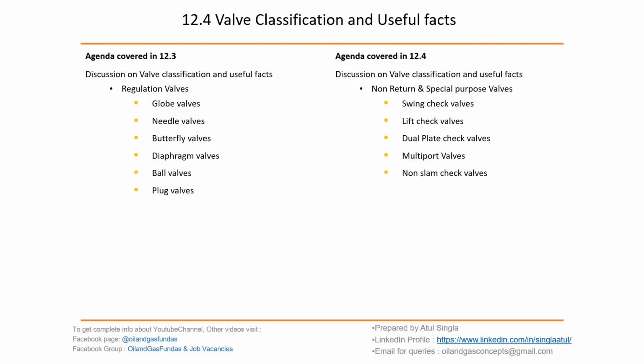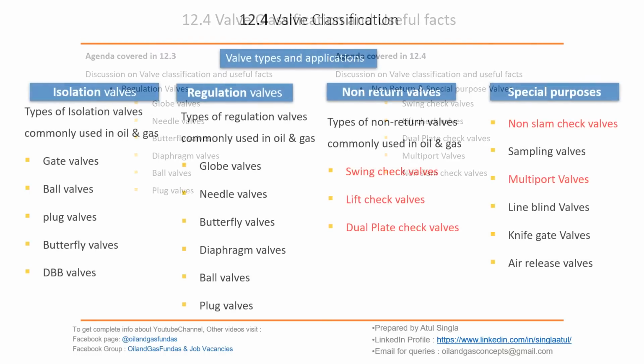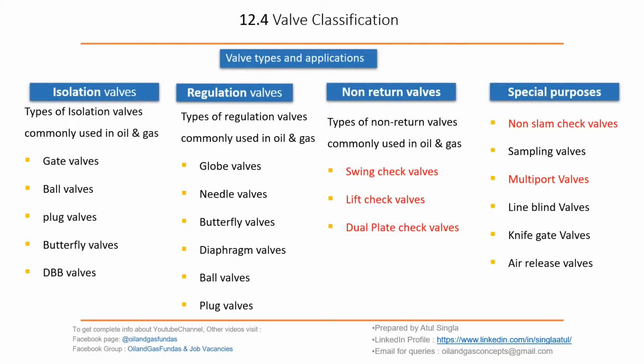Okay, swing type, lift type, dual plate, multi-port valves, then non-slam check valves. So this is the agenda for this video. We have already discussed this in our previous videos. These are the basic types of valves based on their application: isolation, regulation, non-return and special purpose. These two we have already covered. In this video we are going to cover these three and these two valves.